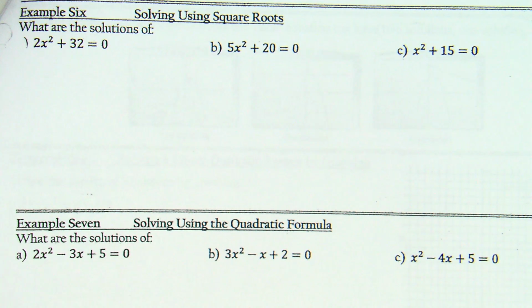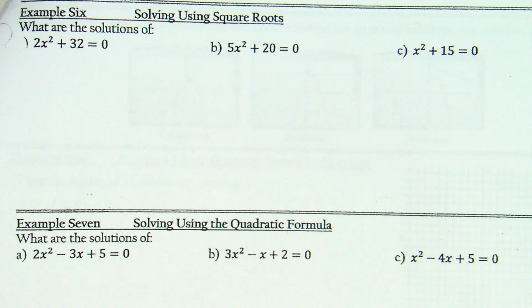Coincidence, honestly, but 2x squared plus 32 equals 0. How do we solve? What do you remember? Well, I know that 2 is A and 32 is C. We need 0, but we have no B, and that means that we have to do something special.